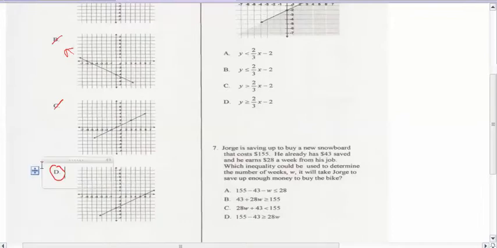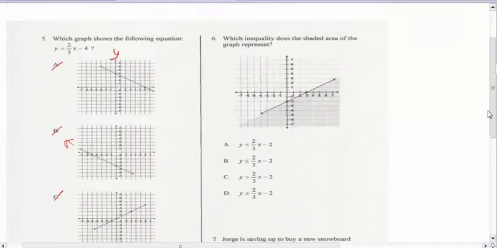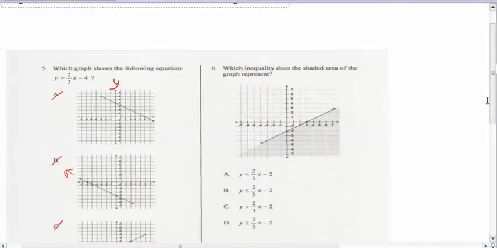Okay, the next problem is going up to the top of the page, number 6. Again, all the equations look like they are the same. But now what's different is the inequality signs. Now this is a solid line, so that means I can get rid of the ones that would make a dashed line. So I can get rid of A because there's no line under it.